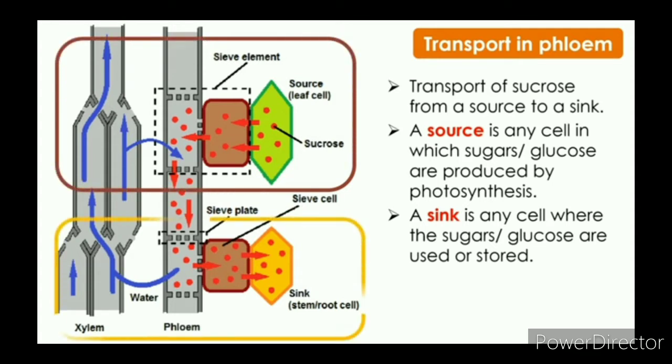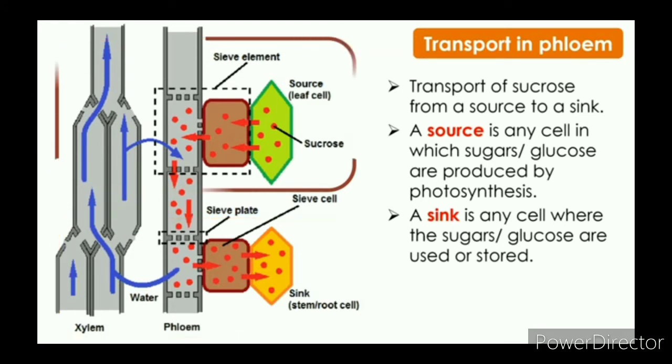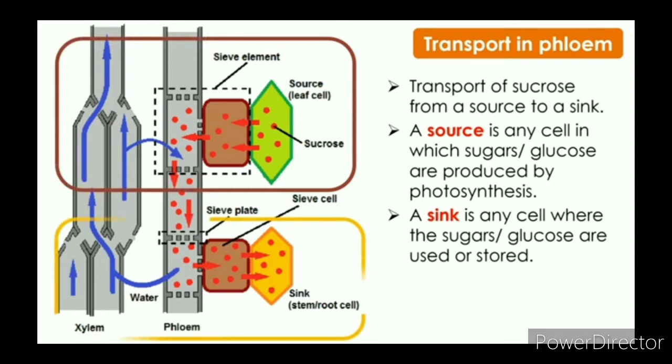Sources are any plant cells which produce sugar by photosynthesis. Sinks, on the other hand, are any plant cells which use the sugar or which convert the sugar into storage material such as starch. First, we will discuss the events that occur at the source.